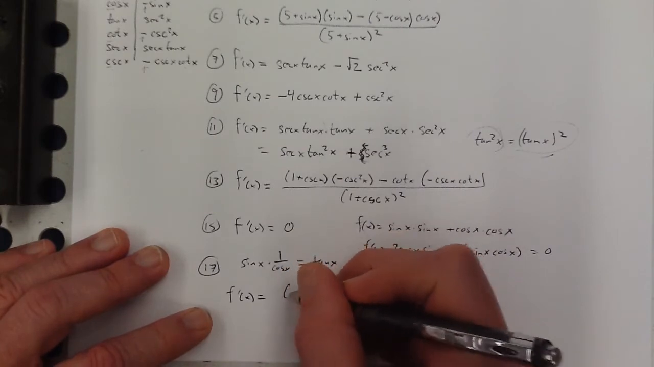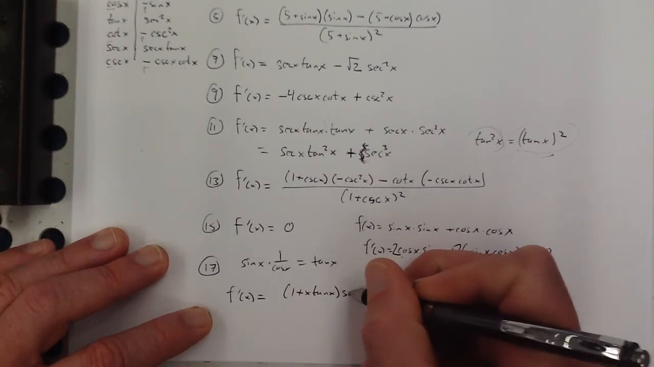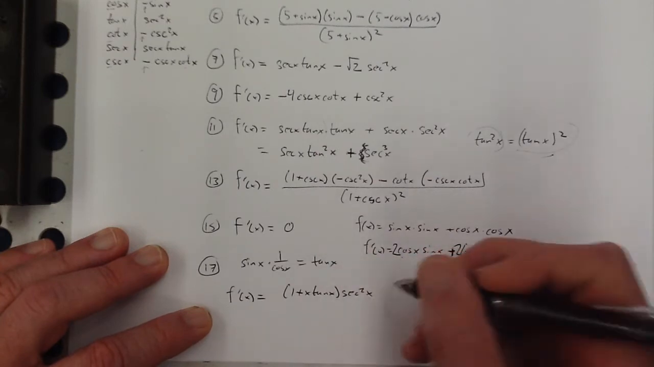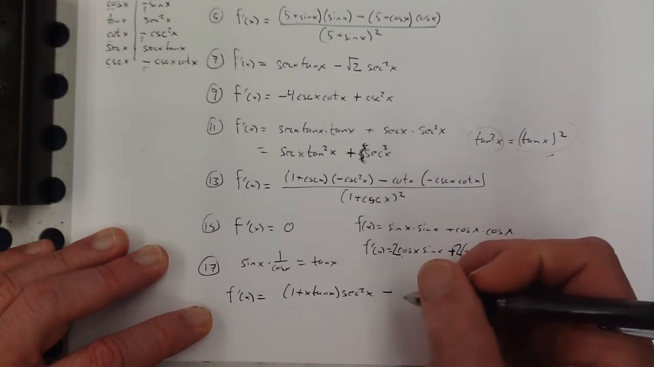So I've got low plus x tangent x. D high now is just secant squared x. You should get something equivalent to this if you don't simplify, but it's going to be more work.